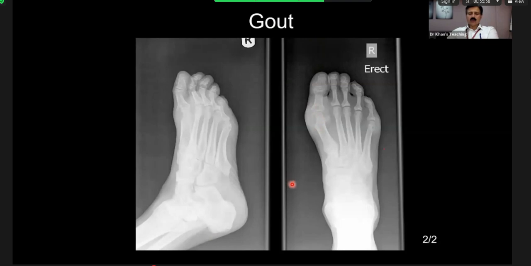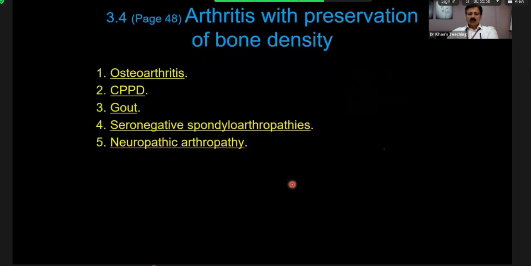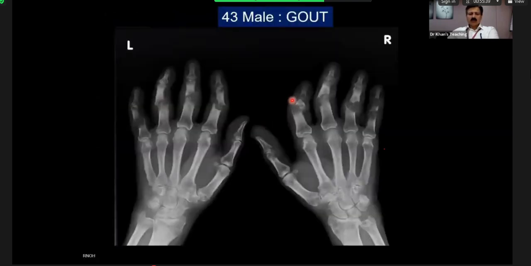It is too easy. So they will show you something else, an unusual presentation of gout, or atypical, or slightly uncommon presentation, should I say. Now, please remember that gout has got preservation of bone density. And this is another example of gout, which is destroying so many joints. And you can see even here, the bone density is normal. You can see at each and every level.